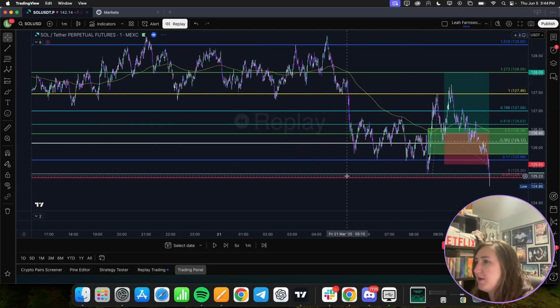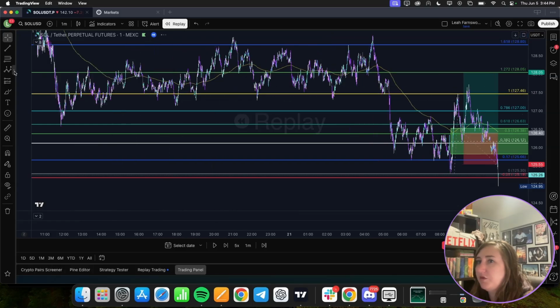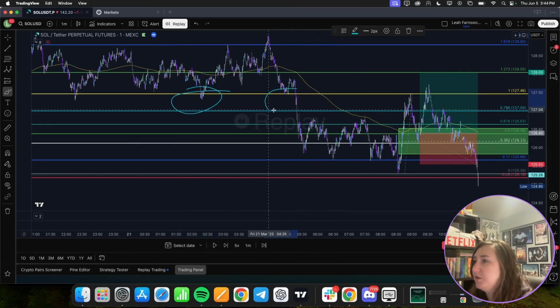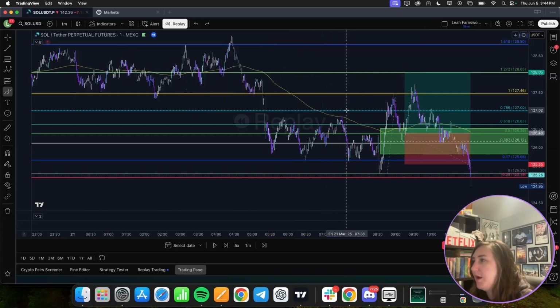But this is just an example of how you can see that support and resistance as well. So we had a lot of resistance in between this 1 and 1.272 level. You can see all the candlesticks moving back and forth in between that level. You can also see a ton of resistance, with these candlesticks moving down into that one level.